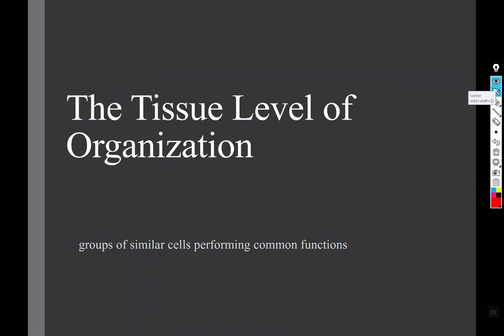And this screencast covers, we'll see how far we get, chapter 4, which is the tissue level of organization. So, the definition of a tissue is groups of cells performing similar common functions. And we'll talk about more details on those functions as we move along, but for now, just know that these are things like secretion or protection, etc.